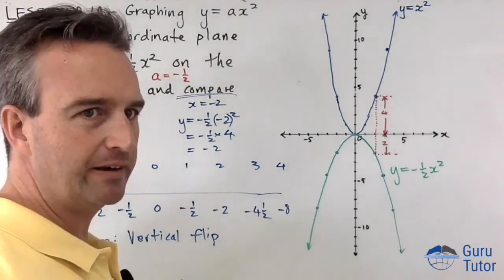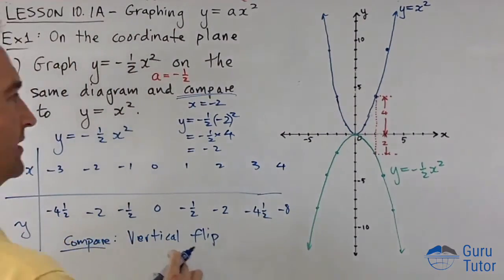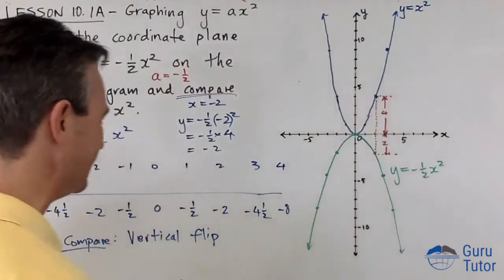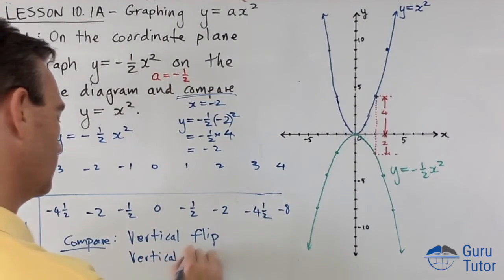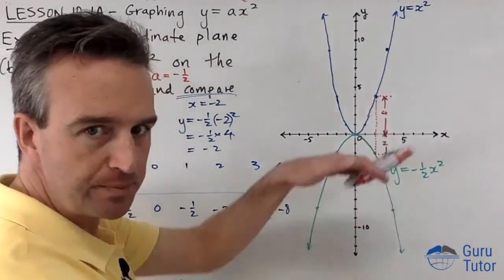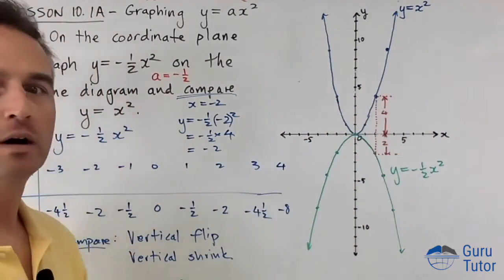You could also talk about the concavity, or that it opens up and opens down as well. So you could say that the second parabola is the first one opening down, and also it's a vertical shrink, okay? Compared to the blue one, the green one's been shrunk closer to the x-axis, hasn't it? So that's what we say for compare.